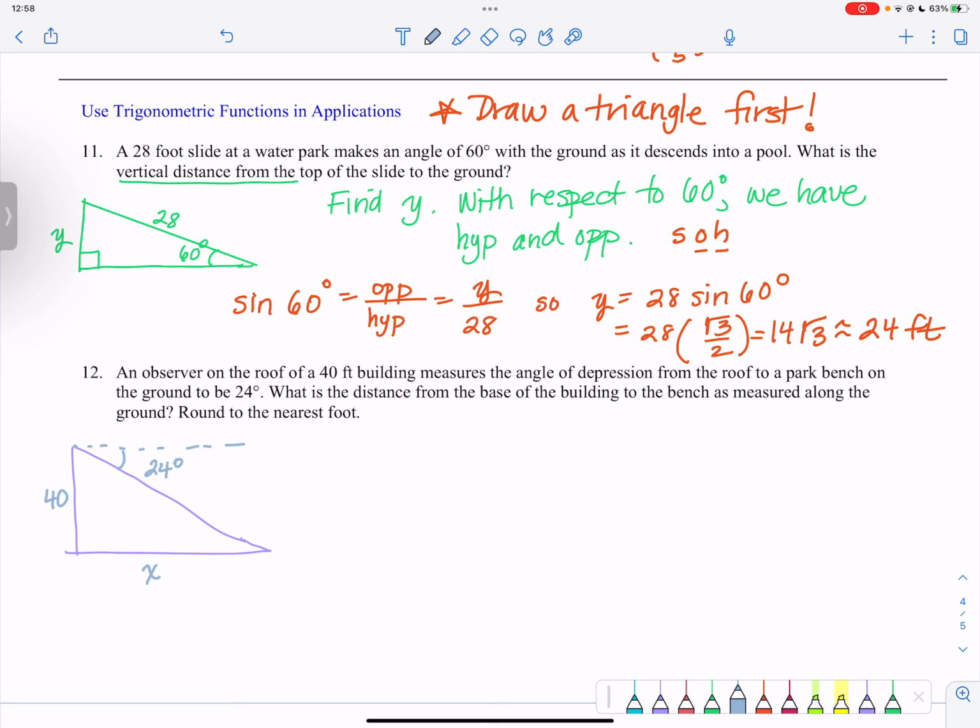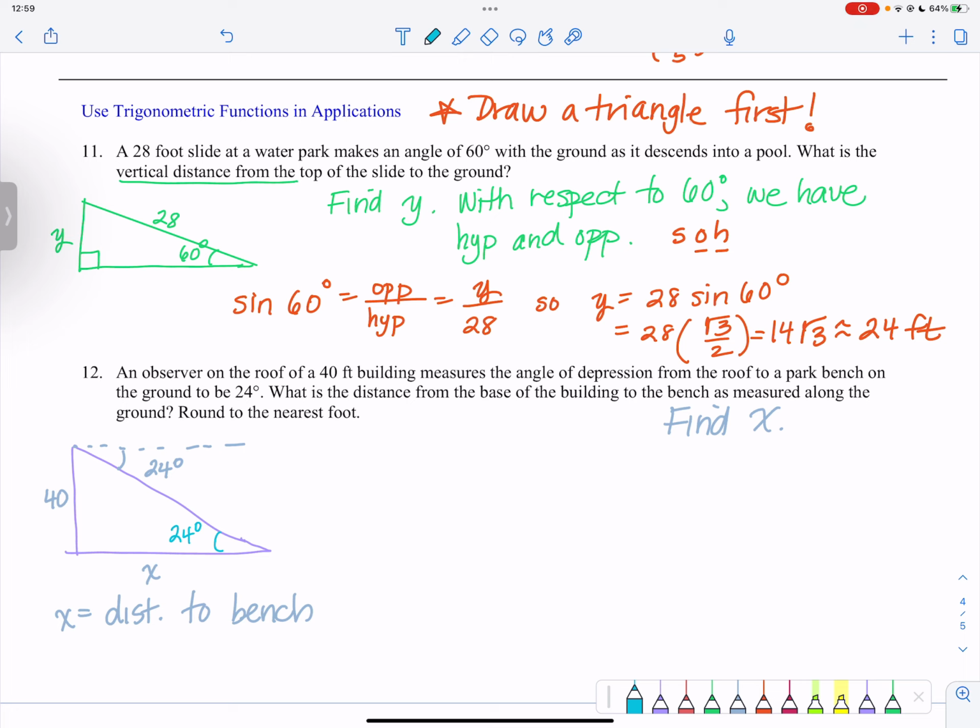But if we read the question, they say that the angle of depression from the roof to the ground is 24 degrees. What is the distance from the base of the building to the bench? Okay, so they want us to find x. Okay, the base of the building. X is the distance to the bench. Okay, so what you probably remember from geometry is that we also have this angle as 24 degrees. Okay, so now we have a nice triangle.